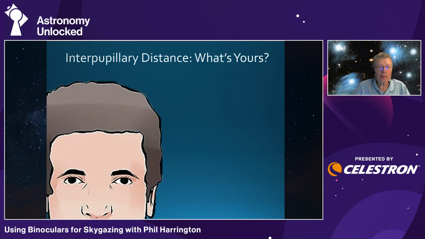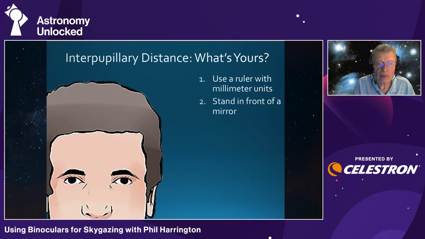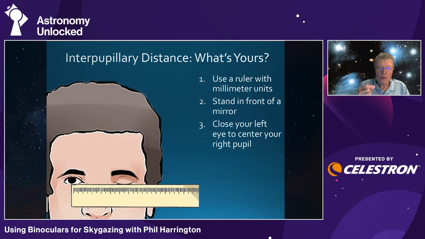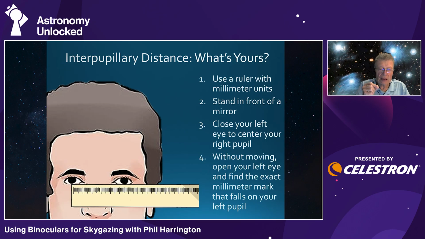Okay. Interpupillary distance. What's yours? Interpupillary distance is the distance between your eyes' two pupils. In other words, how widely separated are your eyes. There's a way to test that. You want to get a ruler, typically in millimeter units. You want to take that ruler, stand in front of a mirror, a bathroom mirror is perfectly fine, and close your left eye. Hold the ruler in front of you so that the end mark of the ruler is exactly coincident with your right eye. Okay? And then, without moving, open your left eye and take a look at the exact millimeter mark that falls on your left pupil.